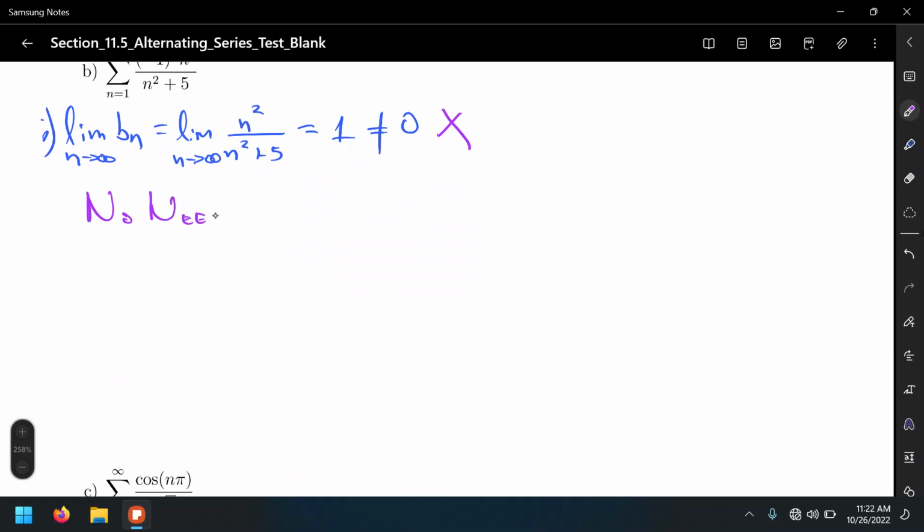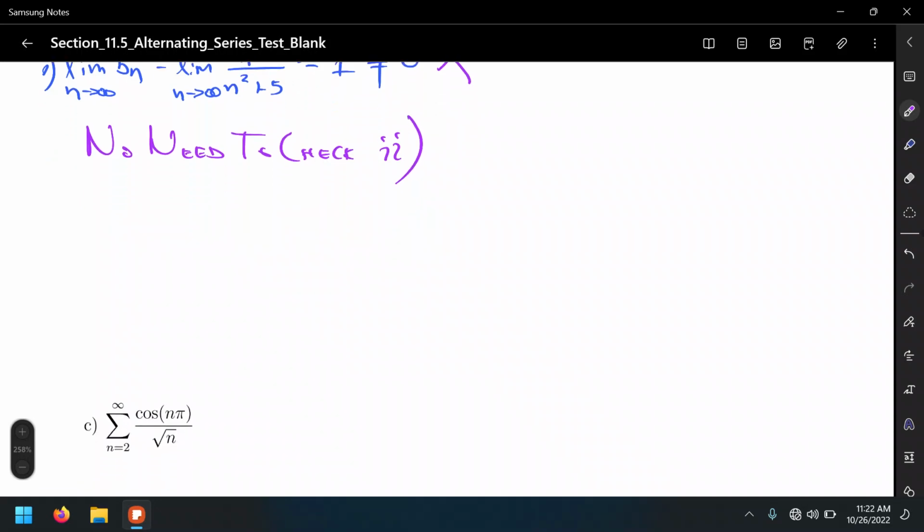No need to check the second condition. All right? All right. Let's look at another example.